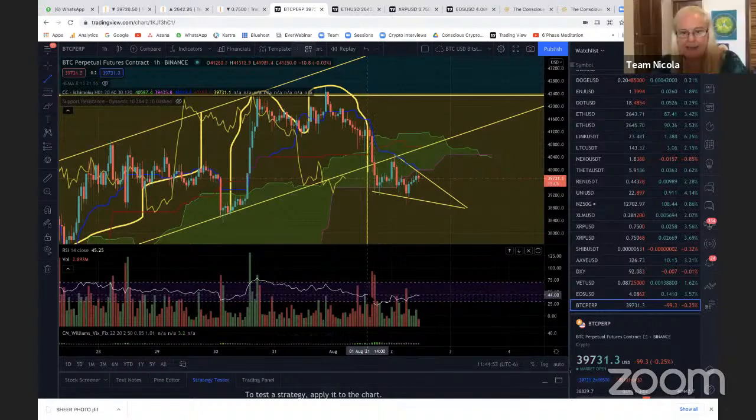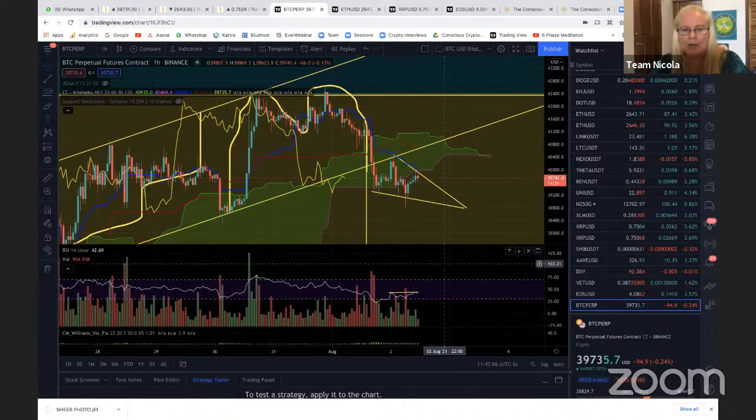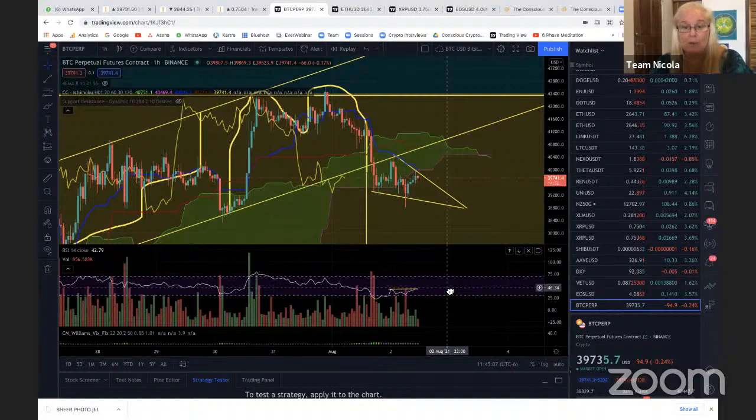Yeah, exactly. We could be filling out that wedge forming down, which means we might be going to significantly lower levels before we turn around and go back up again. Yeah. Yeah, I don't think we're going to go to significantly lower levels, but we definitely could.